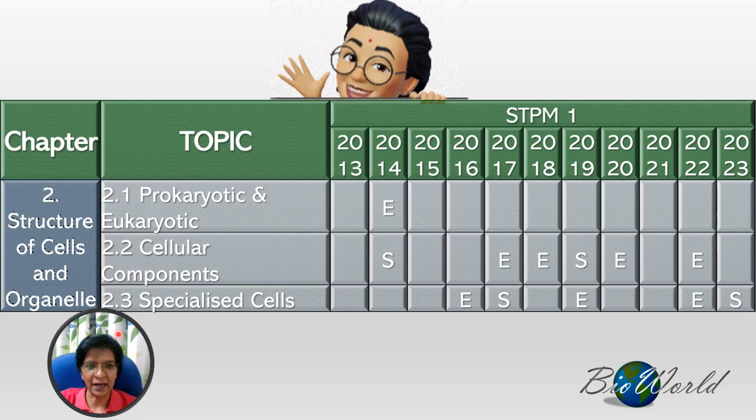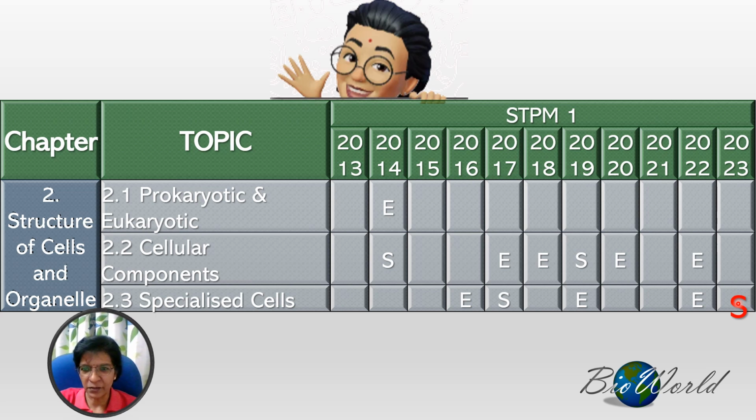Right, so here we are with chapter 2. And if we look at the past year, you'll notice that chapter 2 was also tested last year, the section on specialized cells. So what a relief. It's very unlikely it will be tested this year because it has been tested before back to back and it's been repeated here. So there's not a chance that it will be repeated this year.